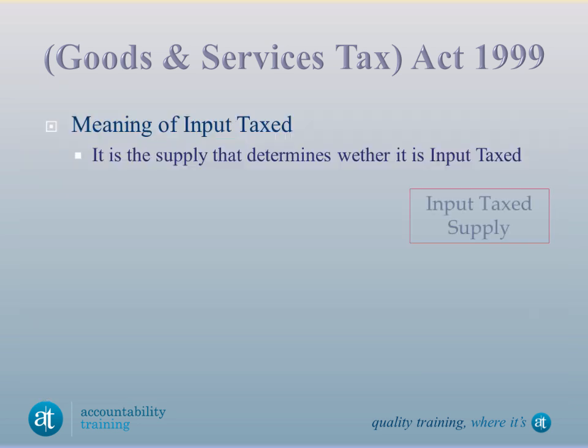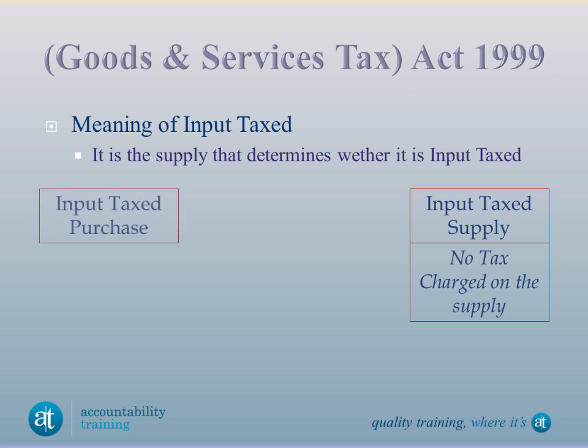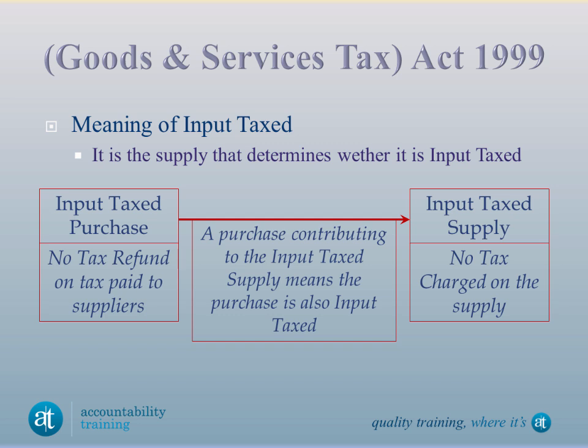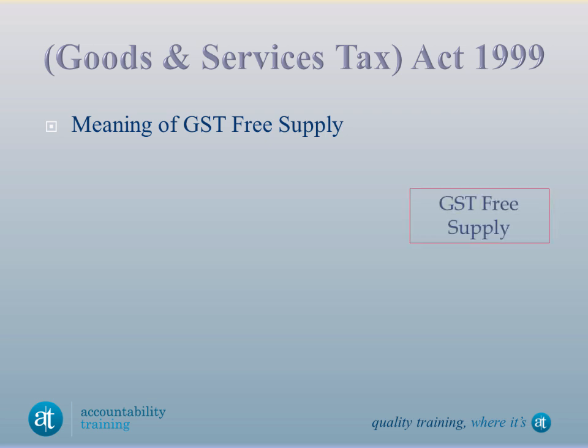It is the sale item that will determine whether or not it and any related purchases should be treated as input taxed. This is determined by the list of items that are identified as being input taxed in the Goods and Services Tax Act 1999. Any purchase that contributes to that input taxed supply also becomes input taxed. Because there is no tax charged on that supply, the GST paid on any purchase contributing to that supply cannot be claimed back.